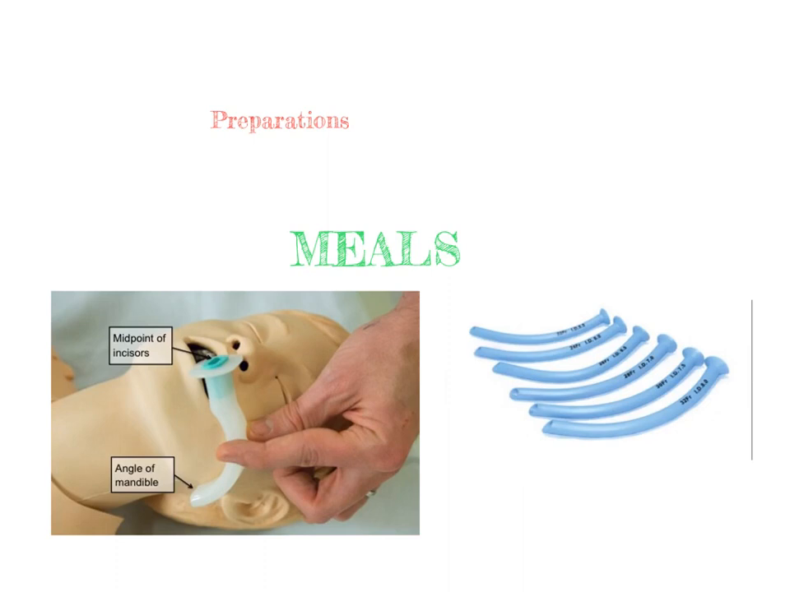You can measure OPA from the mid-incisor to the angle of mandible, or from the edge of the mouth to the ear tragus. While measurement of nasopharyngeal airway is from the edge of the nose to the tragus.